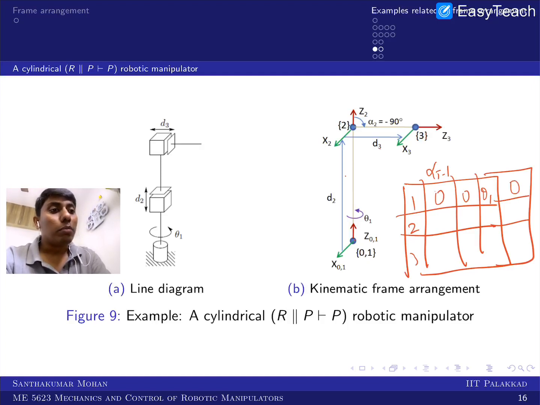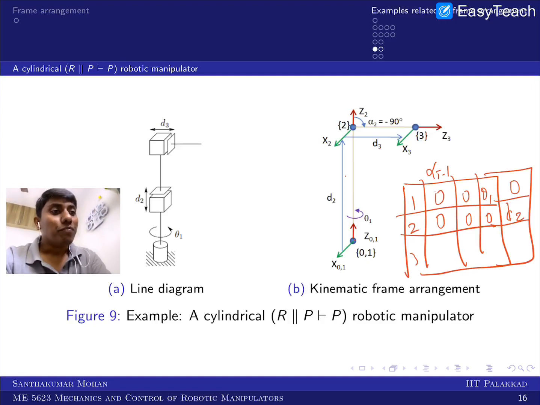Okay, when you come to z2 to z1, there is no displacement along x, no rotation about x, and there is no variable, so the x-axes are parallel, so 0, and there is a distance d2, right? So similarly you can go further.